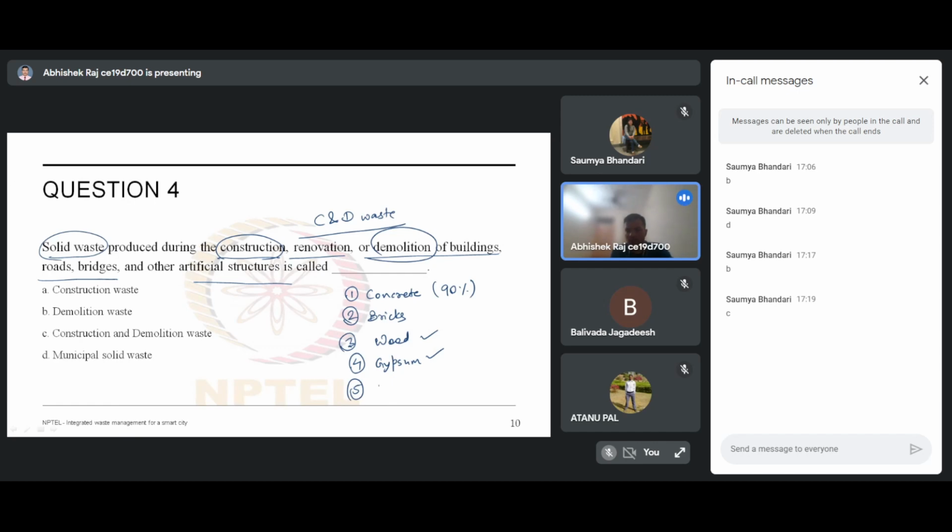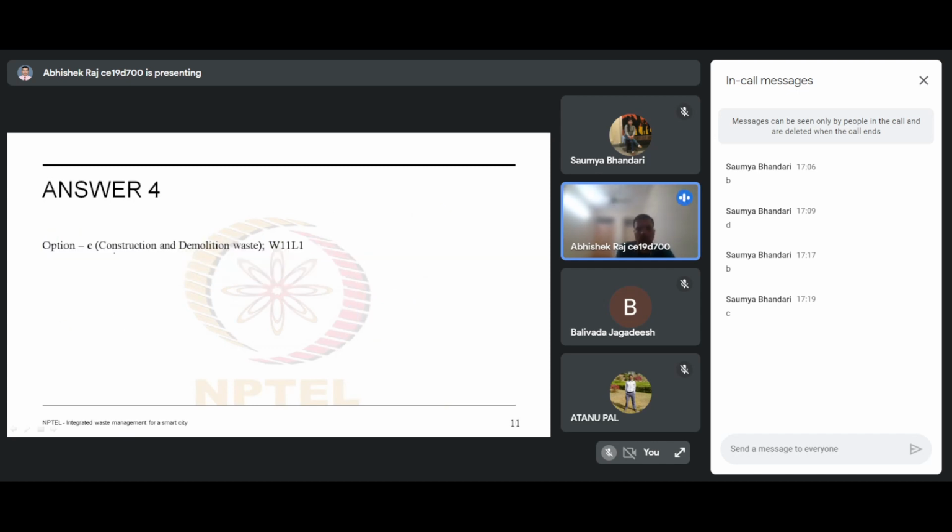Then we can also have paints, wires and other materials, which will be in much less proportion. All these constitute C&D waste. It will also include debris. In case of some natural calamity like an earthquake or a flood, the waste that is generated is C&D debris, and that is also included. So option C, construction and demolition waste, is the correct answer. You can refer to the first lecture of this week for this question.